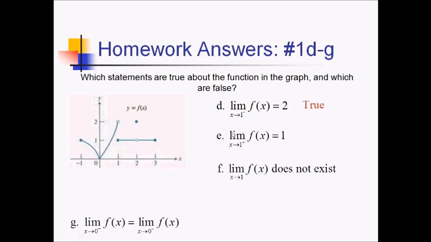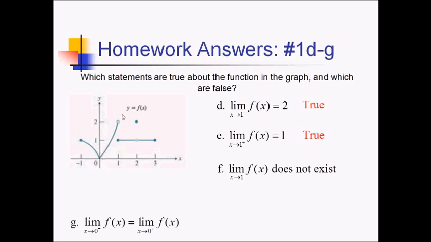Next, they're saying limit as you approach x equals 1 from the right side, that's a plus there, equals 1. So let's take a look as we approach the x value 1 from the right side now. So we'd have to approach right from this direction, and we are going toward the y value 1, so that's also true.